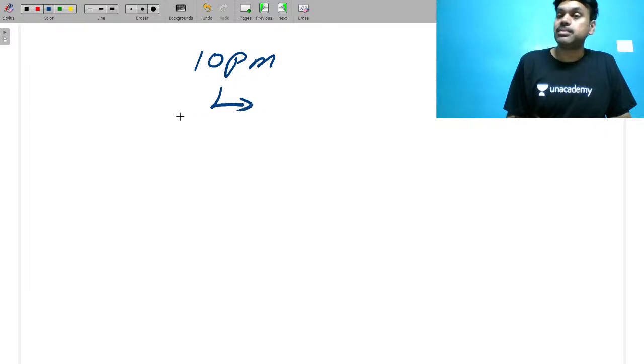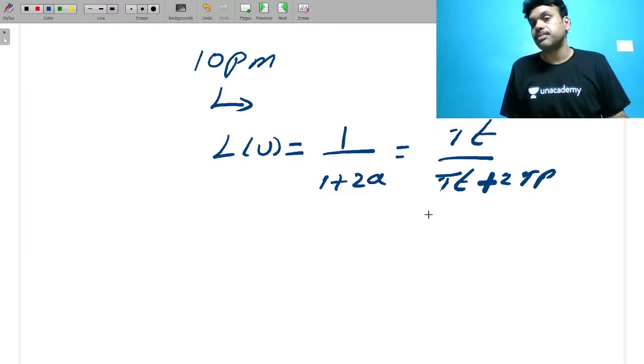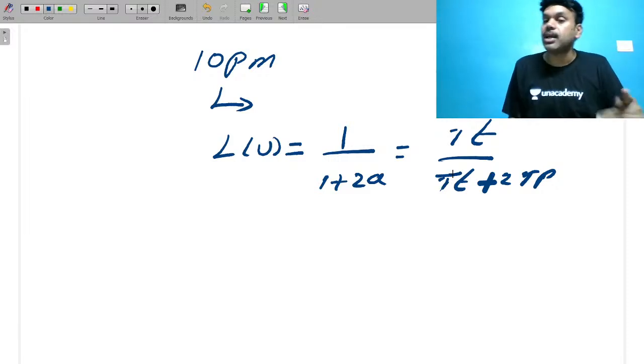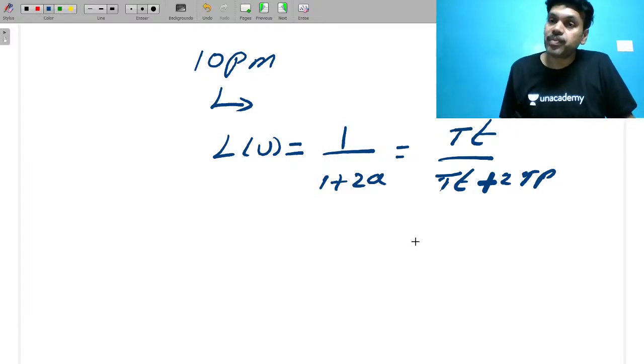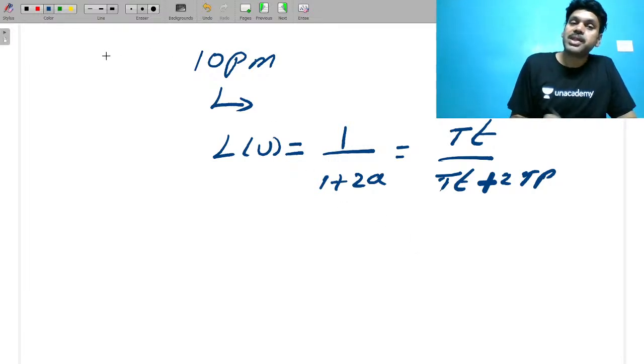I will tell you that link efficiency you can find in many ways, like 1 by 1 plus 2a and TT by TT plus 2 into TP. If other parameters are there, like queuing delay and processing delay, how to calculate them. And I also want to discuss the stop and wait protocol. So tomorrow we are going to discuss link efficiency and throughput in an elaborative manner, and I will give you a router structure, and from there we are going to see how these delays are incurred. After that I will start the stop and wait protocol. This is the 10 p.m. tomorrow schedule.